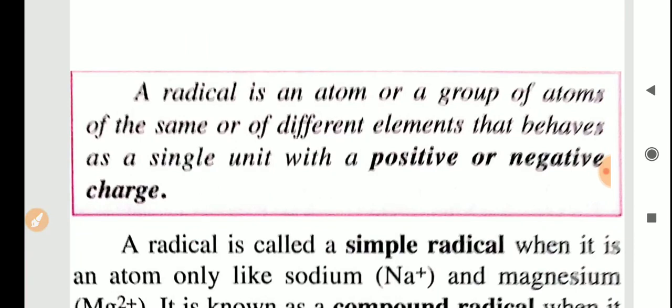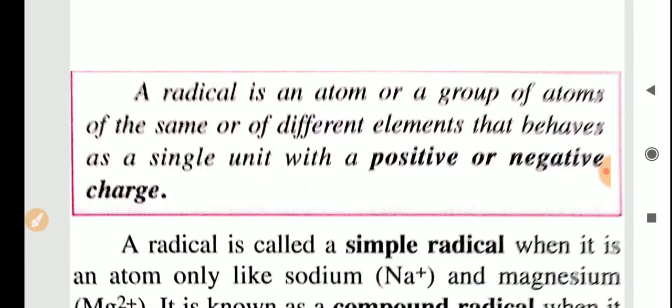Next topic is radical. Radical means ion only. What is an ion? A positively or negatively charged atom is called an ion. So another name of ion is radical. Don't get confused. If it is asked in the exam, you can use ion itself. So what is an ion or what is a radical?